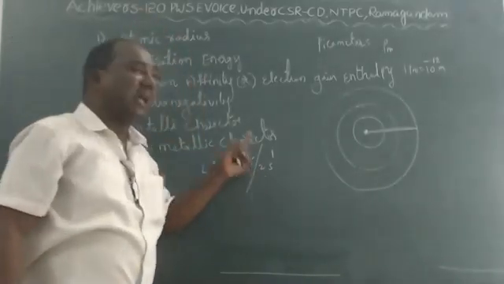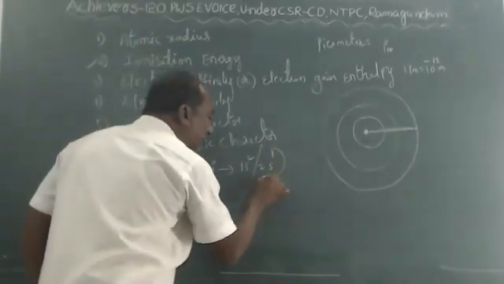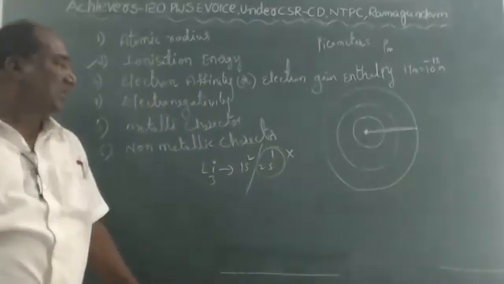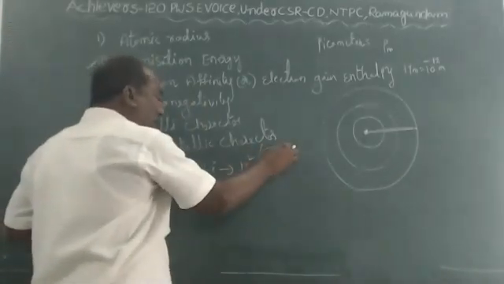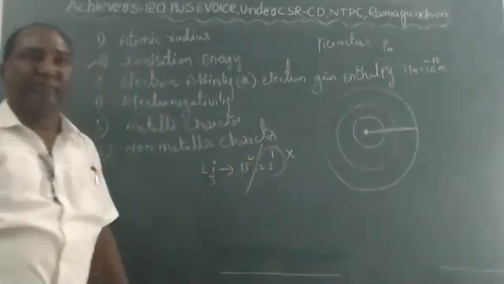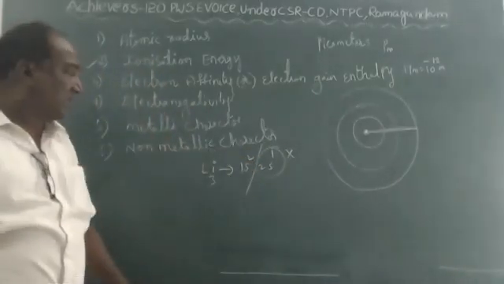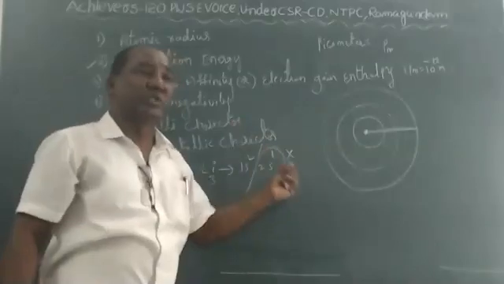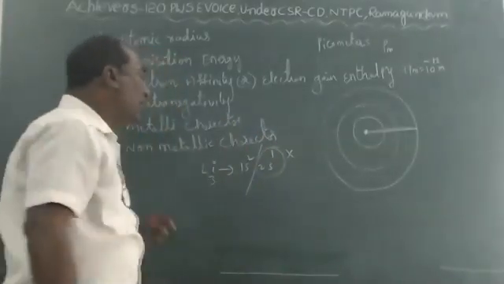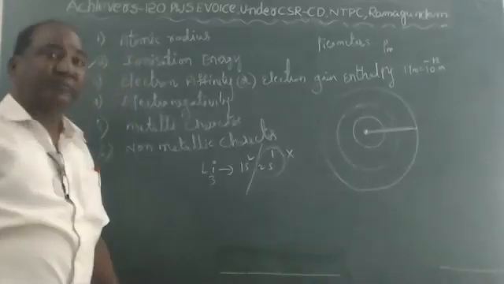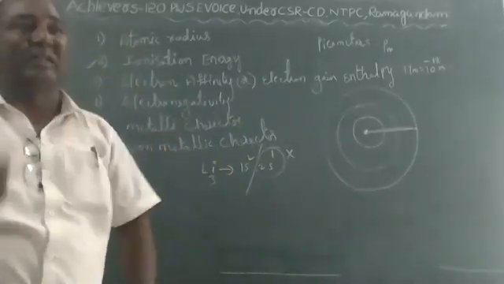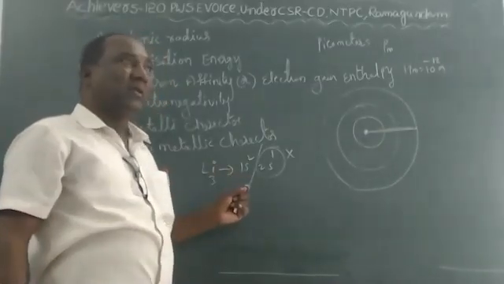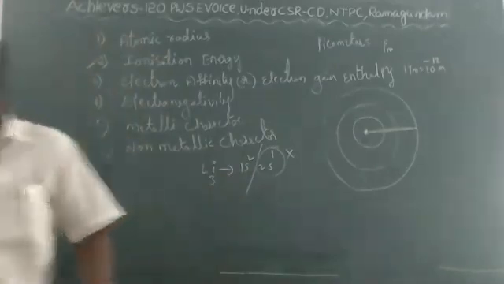The energy required to remove an electron from the outermost shell is called ionization energy. When the electron is removed, it becomes a stable configuration, a very stable configuration. That's why the energy required to remove an electron from the outermost shell is called ionization energy. Already one electron is removed. If you try to remove one more electron from the uni-positive atom or ion, this is called second ionization energy.